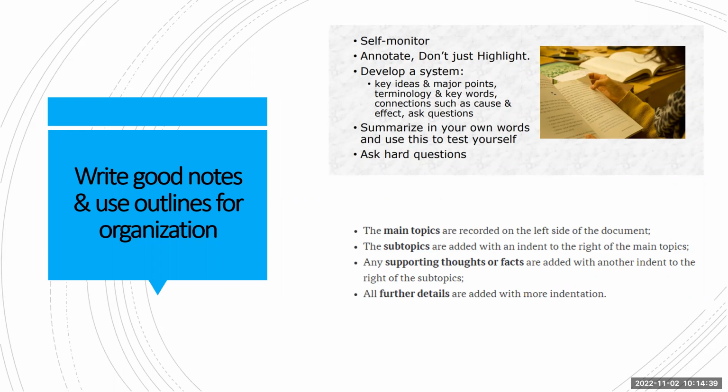Develop some kind of system, right, where you identify the key ideas, the major points. You define the terminology and the key words. You make the connections, for example, the cause and effect, and you ask questions. That, in summary, is my system that I try to always keep in mind when I'm going through a research process. Once I have a system like that, it makes putting all these pieces together much easier. So if you're organized from the beginning, this should not be a big deal. But if you're not organized, then where do you start, right?